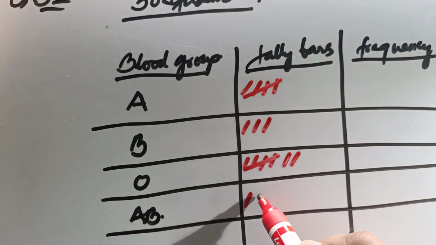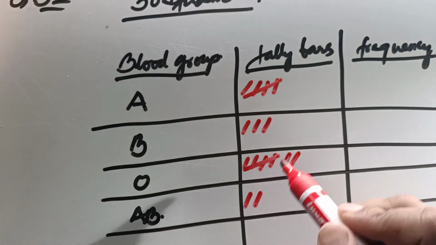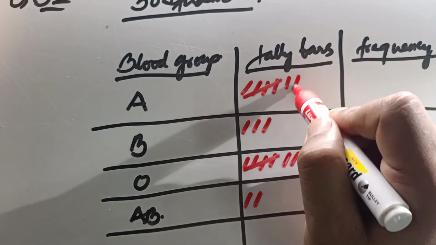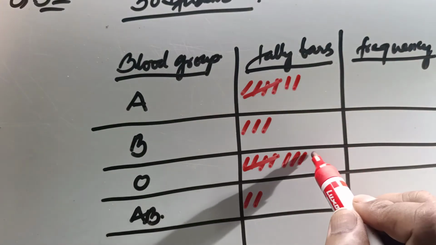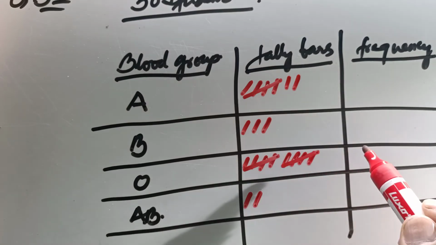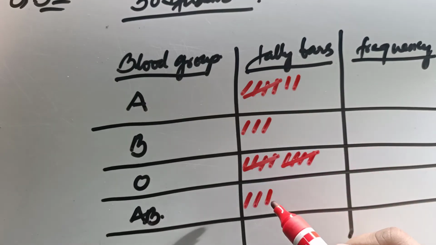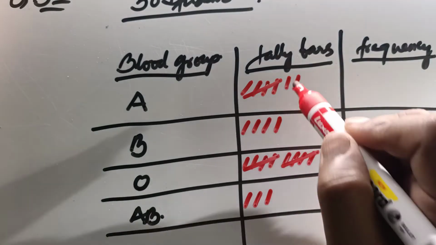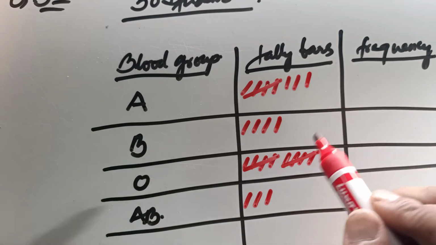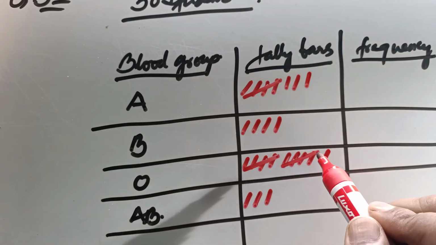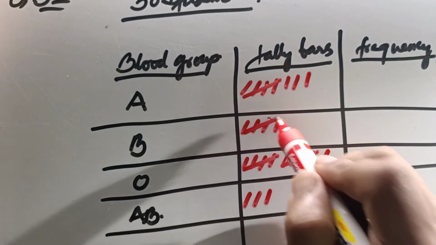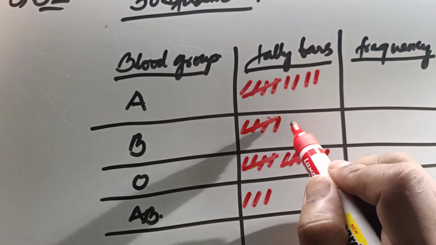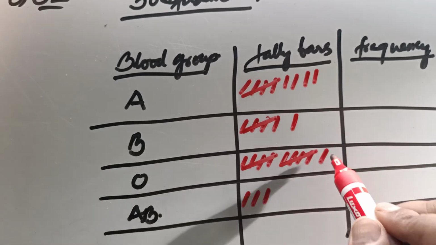Next is AB, one more, next is O, next is AA, so AA, next is OO, so OO, next is AB, next is B, next is A, next is O, next is B, next is A, next is B, next is O.